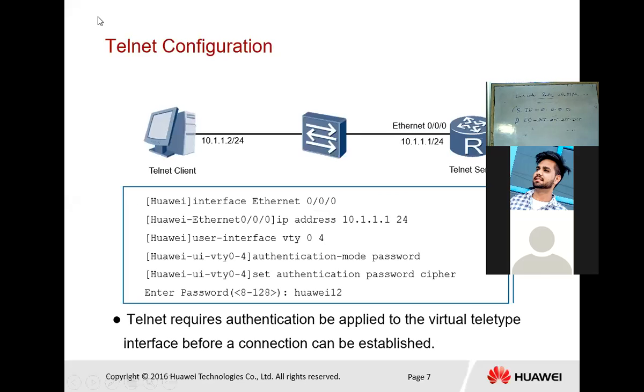Next is the Telnet configuration part. Let's see how Telnet is configured. First configure the IP address. Here is VTY, the virtual interface. 0 4 means it allows 5 users simultaneously to log in virtually or remotely. The maximum is 15 users, meaning VTY 0 14. The authentication mode is password. If you choose AAA as the authentication mode, then configure username, password, service type telnet, then privilege level 3.